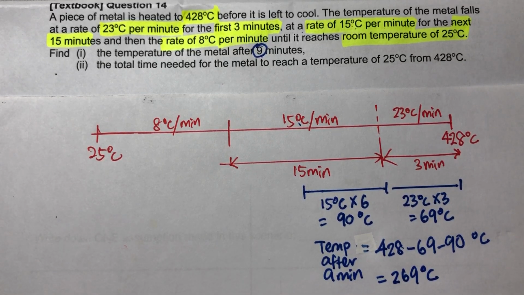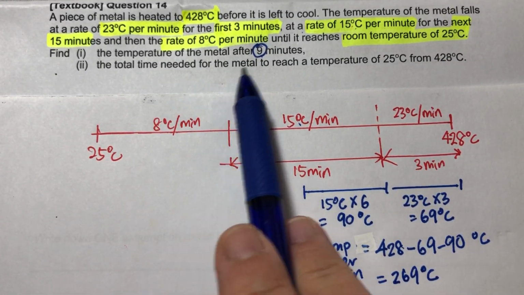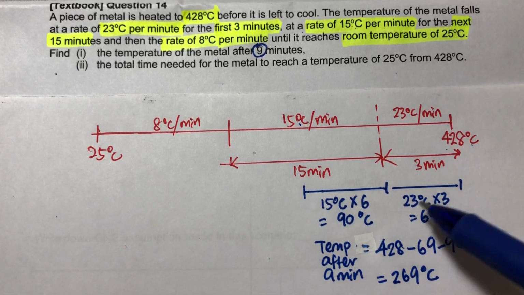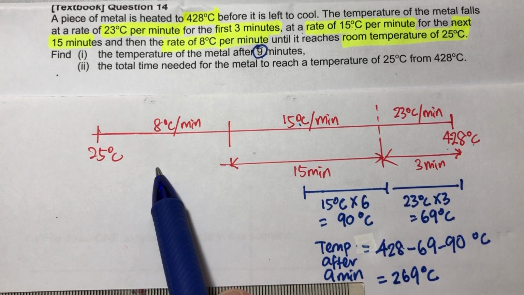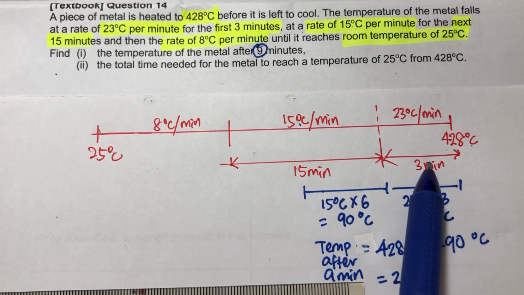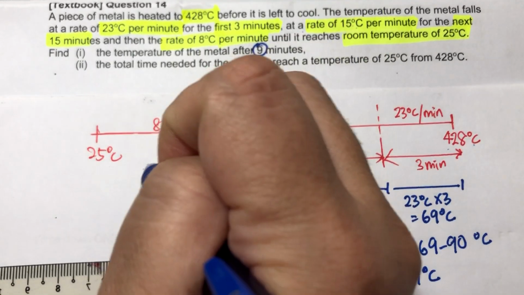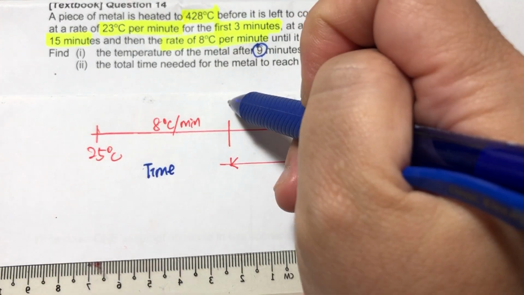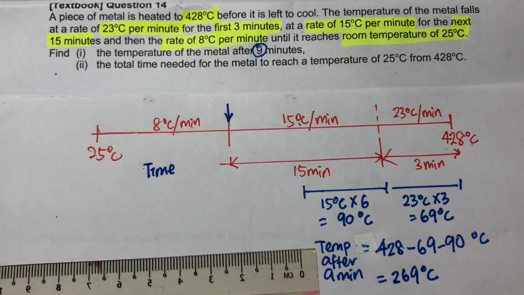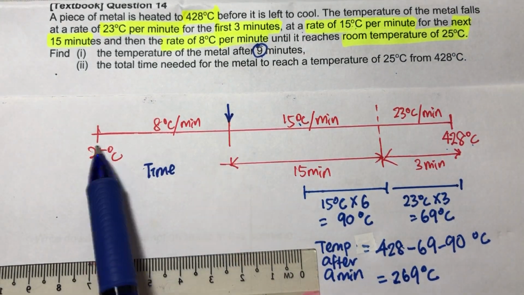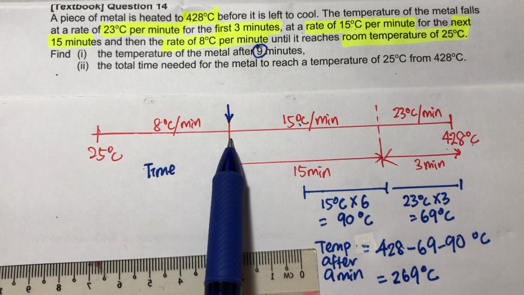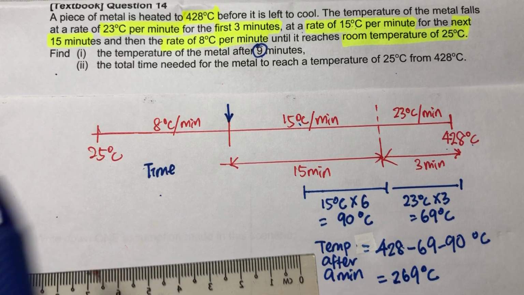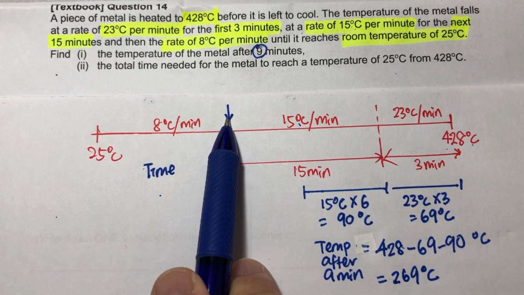Next, to find out the total time taken for the metal to reach a temperature of 25 degrees from 428, it means that we need the time here so that we can add the 3 times together. In order to find the time here, we need to know the temperature so that we can use the difference between these two temperatures divided by the rate. That will give us the time taken. So how to find this temperature?